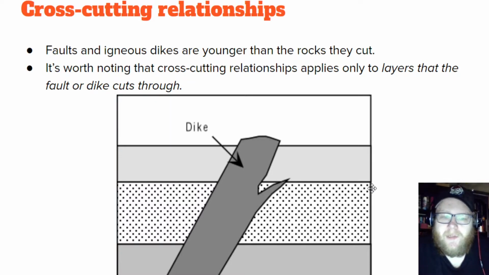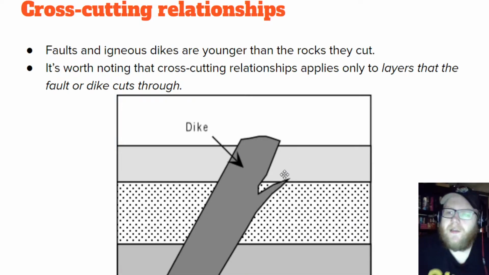Next, we have cross-cutting relationships. Basically, what this means is that faults and igneous dikes are younger than the rocks they cut. However, this only applies to the layers that the fault or dike cuts through. And I have a little small example here. So basically, you can't cut through something that's not there.